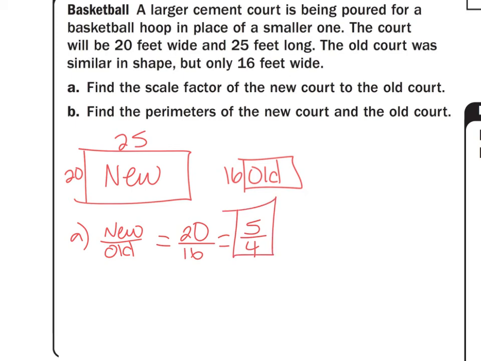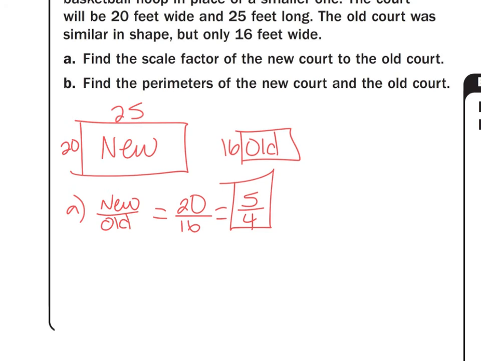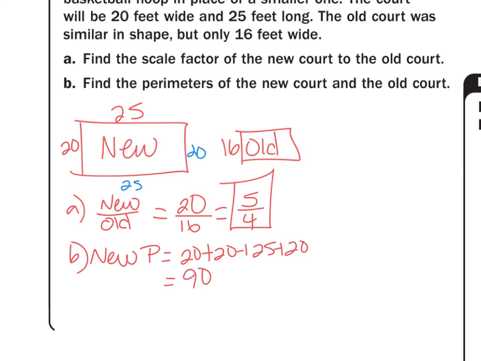Done. Okay. Now find the perimeters of the new and the old court. The new one's easy to find, right? We know on this that this is 25 and this is 20. And so we can just add them all up. So the new perimeter, this is part B, is going to be 20 plus 20 plus 25 plus 25, which equals 90.